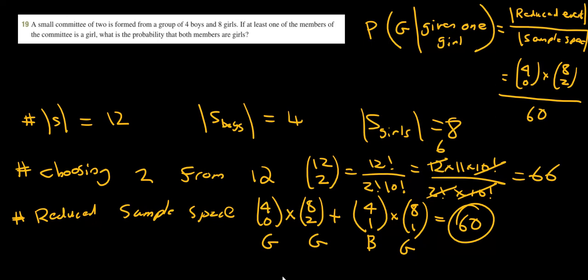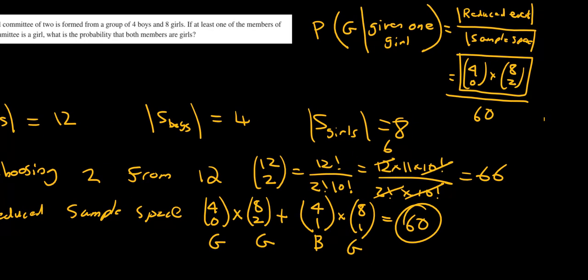Okay, so I hope you're happy with how we calculated the reduced event space. So the reduced event space is the number of ways of getting a girl and a girl. The total sample space is going to be the number of ways of doing girl girl plus girl boy. Okay, so I'm making good progress.